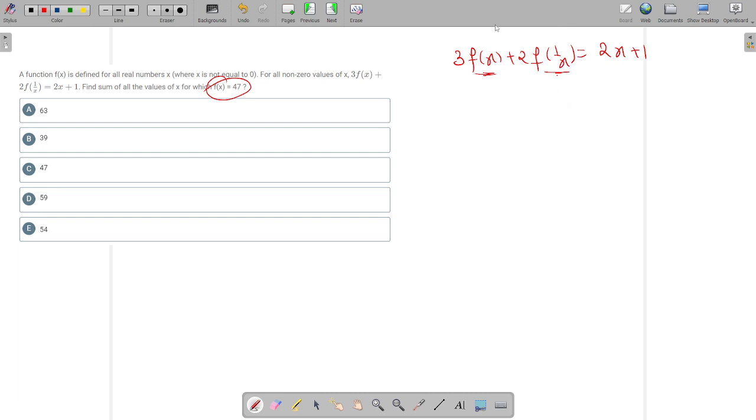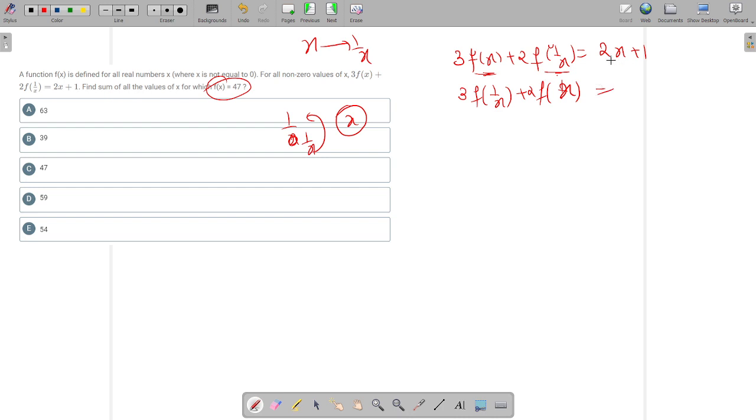Okay, so how is it possible? Treat this as x and y. In place of x you have to take 1 by x. So 3 times f of 1 by x plus 2 times f of x. Okay, because in place of x we are writing 1 by x, so 1 upon 1 by x, so this is nothing but x.